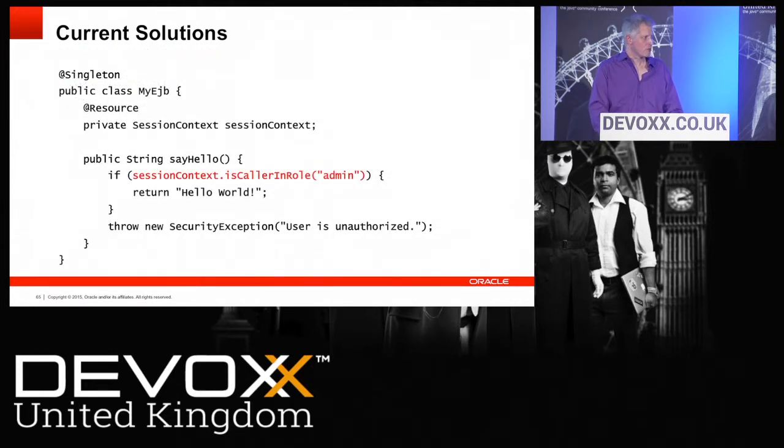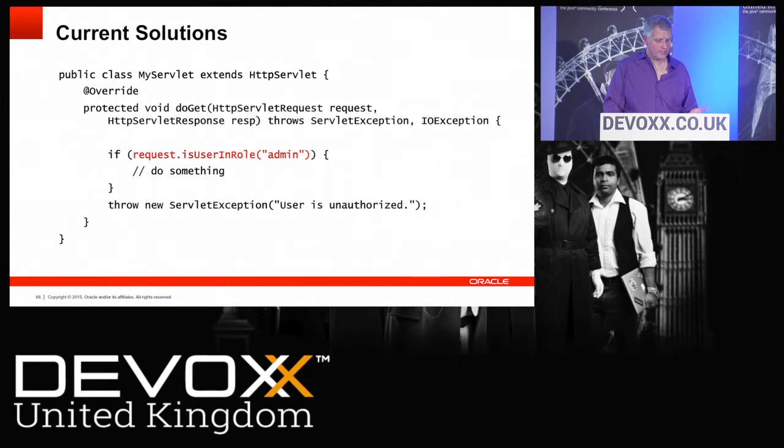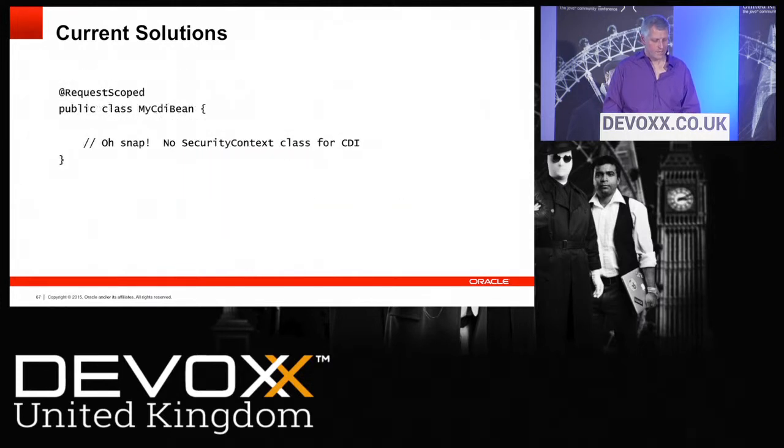What I'm talking about, if you haven't followed me yet, is that, for instance, in an EJB, if you want to find out if a caller is in a role, you have to get the session context and call isCallerInRole and find out if that's true. In a servlet, to do exactly the same thing, you have to get the request and say isUserInRole, again admin in this case. So in a servlet you have to use an HttpServletRequest and know that that's what you have to use. In a CDI bean, you can't do anything. There's no such thing as a security context in a CDI bean.